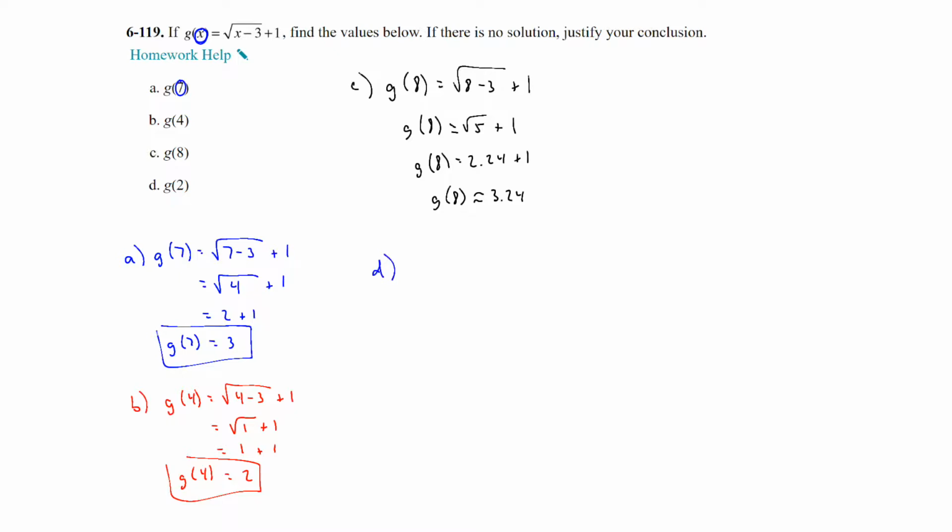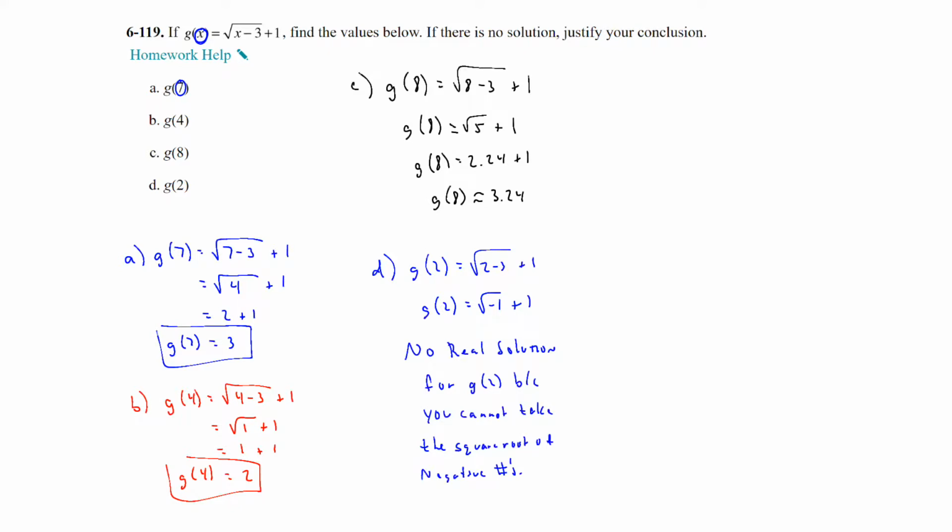And then the last one is g of 2. So we plug 2 in, 2 minus 3 plus 1, and we get the square root of -1. And if you try to plug in the square root of -1 into your calculator, or you just think about it, what number times itself gives you -1? There's no possibility of that in the real number system. So with g of 2, there is no real solution for that. And so I just said no real solution for g of 2 because you cannot take the square root of a negative number, or at least not yet in terms of the real number system. And so that answers the 4 questions dealing with the square root function.